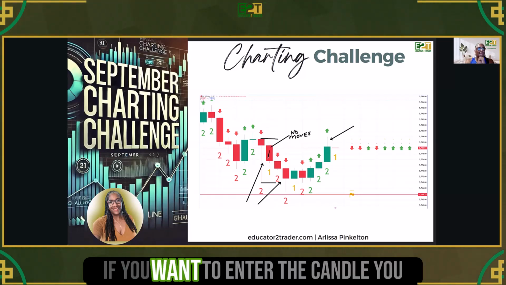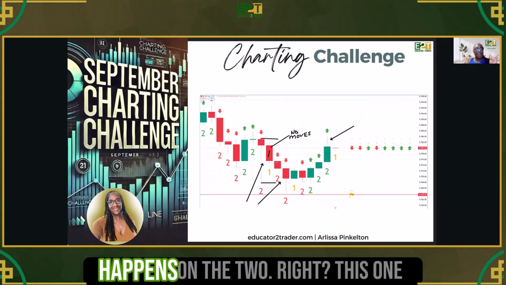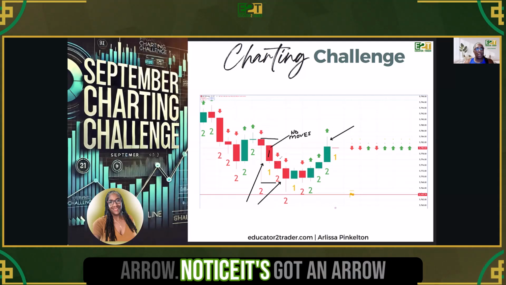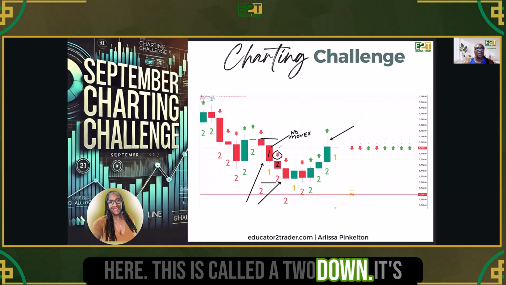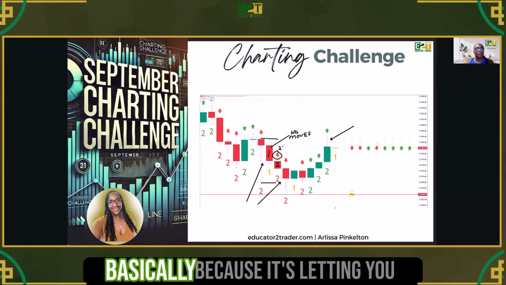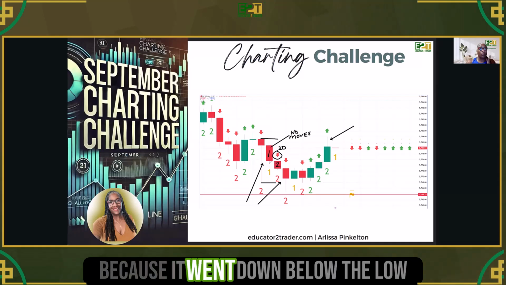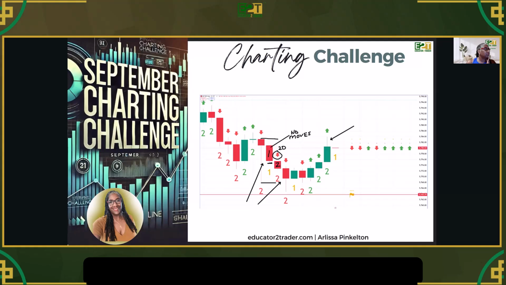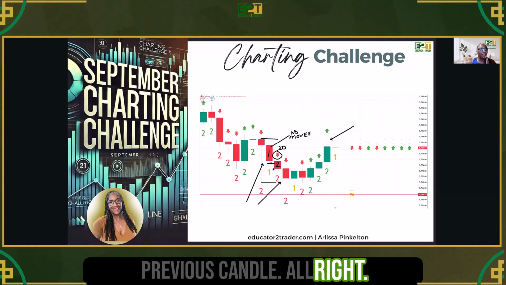If you want to enter the candle, you enter after the one to see what happens on the two, right? This one here next to it. And it's got an arrow. Notice it's got an arrow here. This is called a two down. It's called a two down or a 2D, basically, because it's letting you know it's a two candle, but it's a two because it went down below the low of the previous candle. It went below the low of the previous candle.